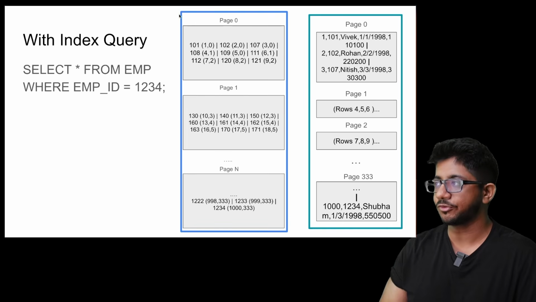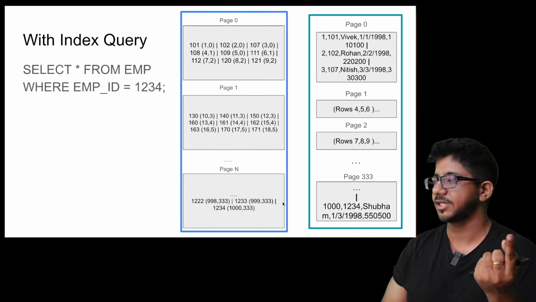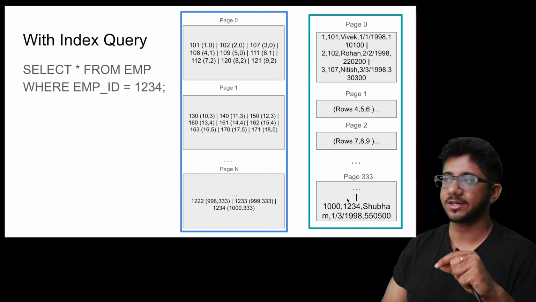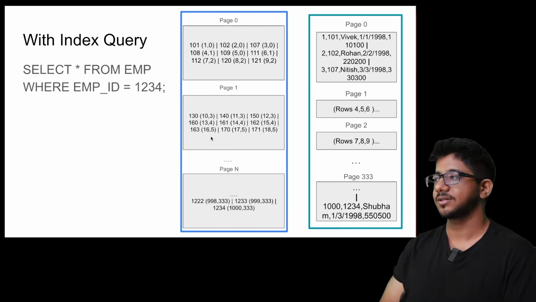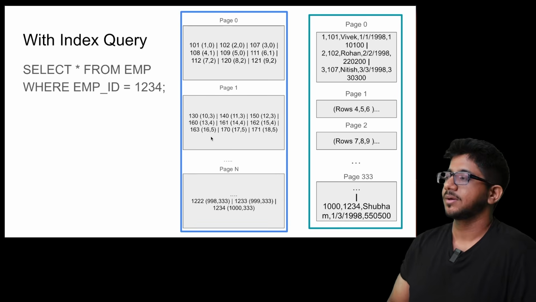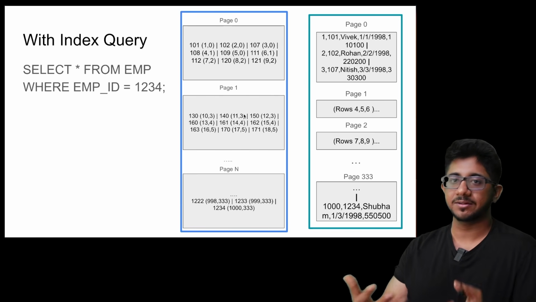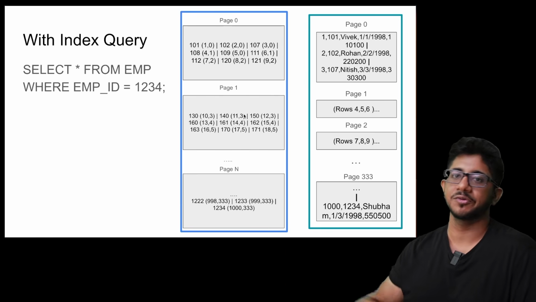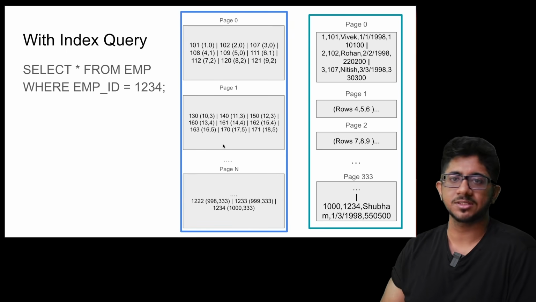You need to fetch the index page first, and then just the second page, right? So it makes the fetches much faster, with a much lesser number of disk IOs. But then again, the cost is you have this extra structure to be maintained in memory. You have to update it as the data is changing over here. So those things are there. There is a trade-off between them. But again, this is how indexes make your query fast.